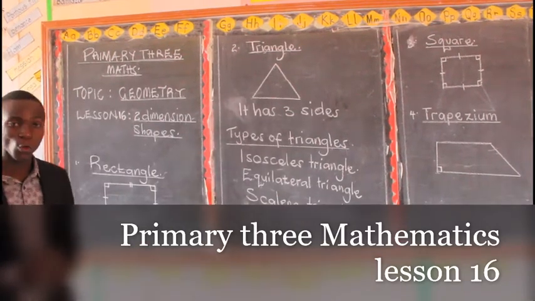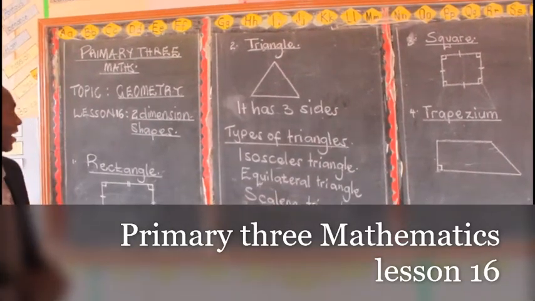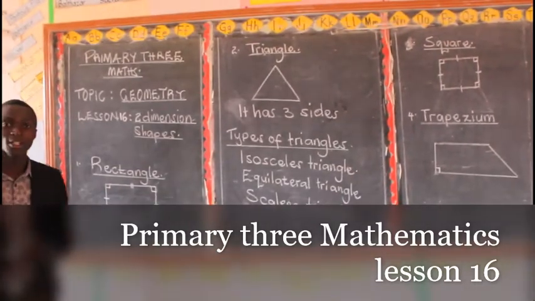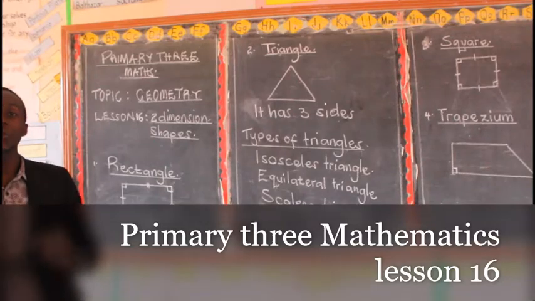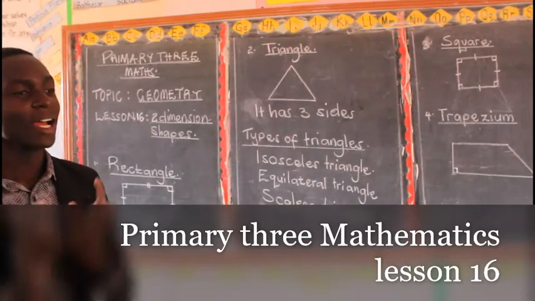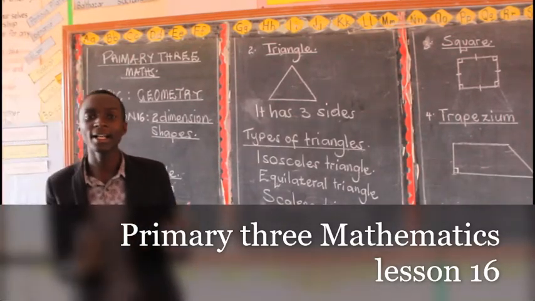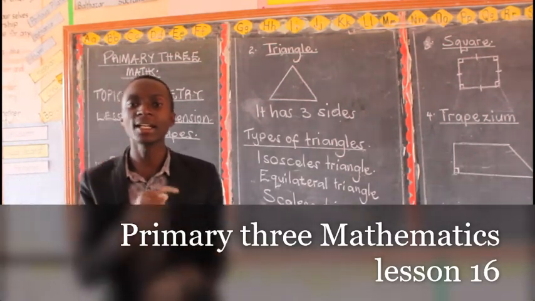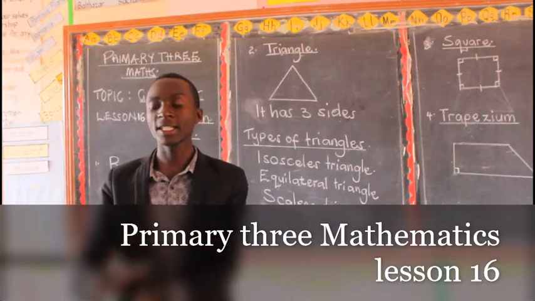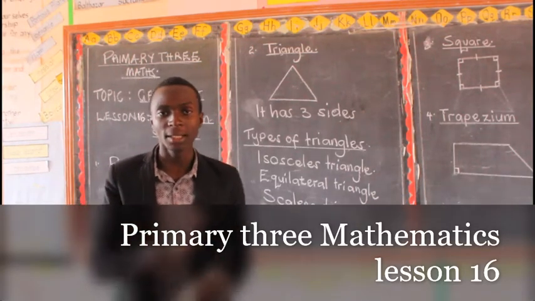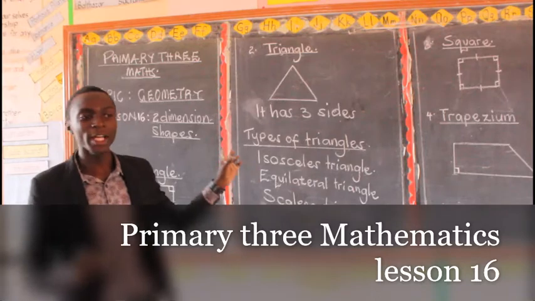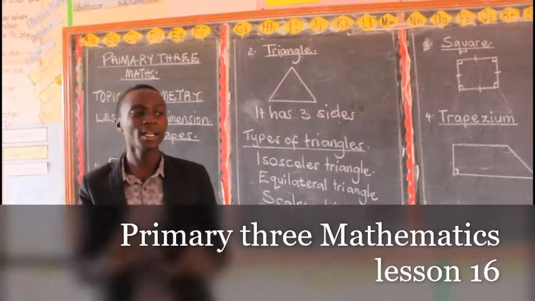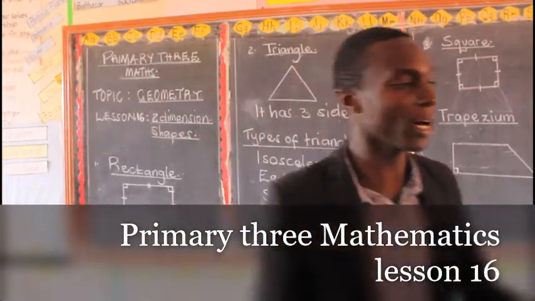I want your attention please, such that we go through these two-dimension shapes. Today we are going to look at two-dimension shapes. As I told you earlier, three-dimension shapes are shapes which can stand on their own. When you put it on the surface, it can stand and be firm, whereas two-dimension shapes, when you put them somewhere, will just fall down maybe.